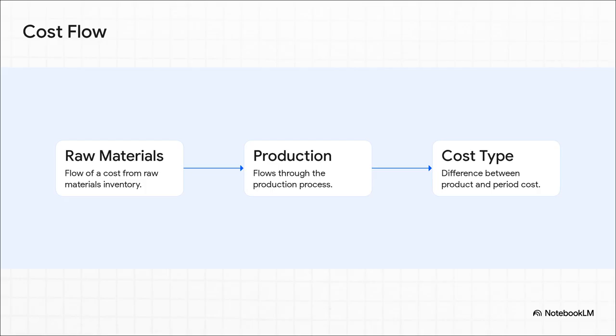Let's bring this to life with a quick micro-narrative. Imagine a single cost flowing through an enterprise. It starts out as raw materials inventory, say a pile of lumber. Then, as it moves into the production process, it accumulates labor and overhead. Finally, it emerges on the other side. But here's the trick. Is it a product cost, tied to the physical good and sitting on the balance sheet? Or is it a period cost, like a CEO's salary, which is expensed immediately on the income statement? Mastering this flow is absolutely vital.